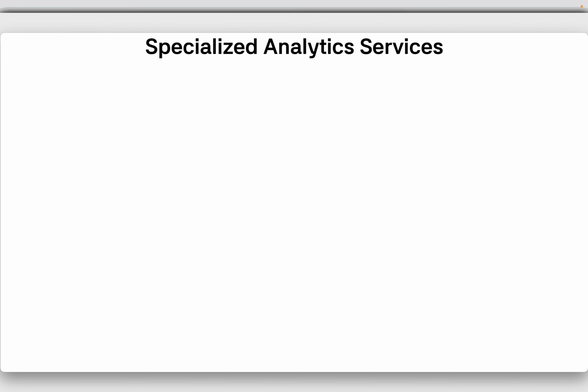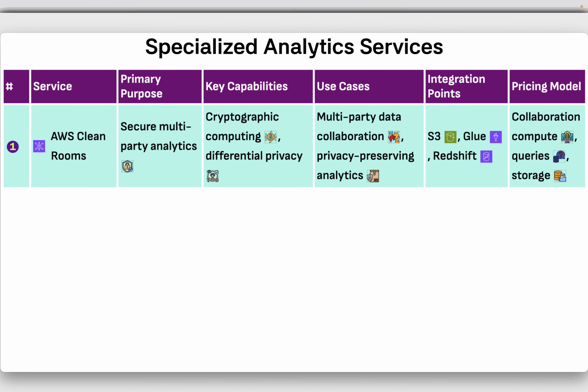Specialized analytics services. First, AWS Clean Rooms. The primary purpose is secure multi-party analytics. Key capabilities: cryptographic computing and differential privacy. Use cases: multi-party data collaboration, privacy preserving analytics. And integrations are S3, Glue and Redshift. Pricing model is collaboration, compute, queries and storage. Basically, multiple or different AWS accounts can collaborate using Clean Rooms. So multi-party can collaborate and share their analytics through this.